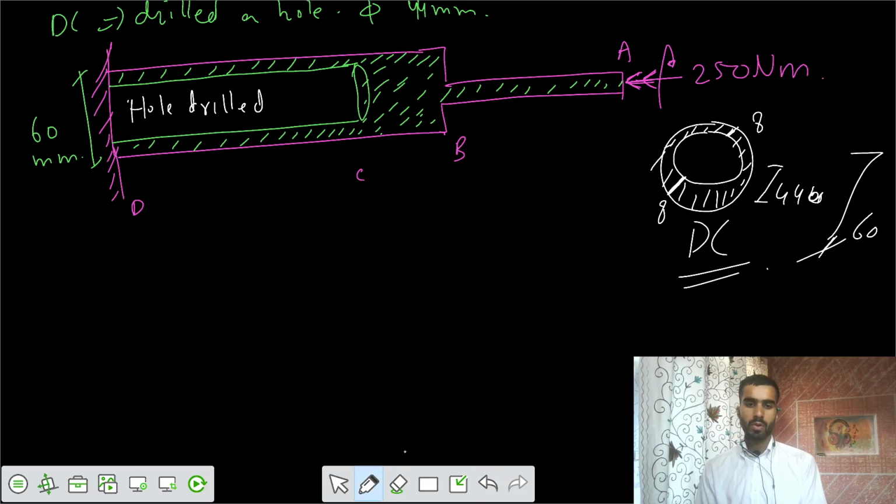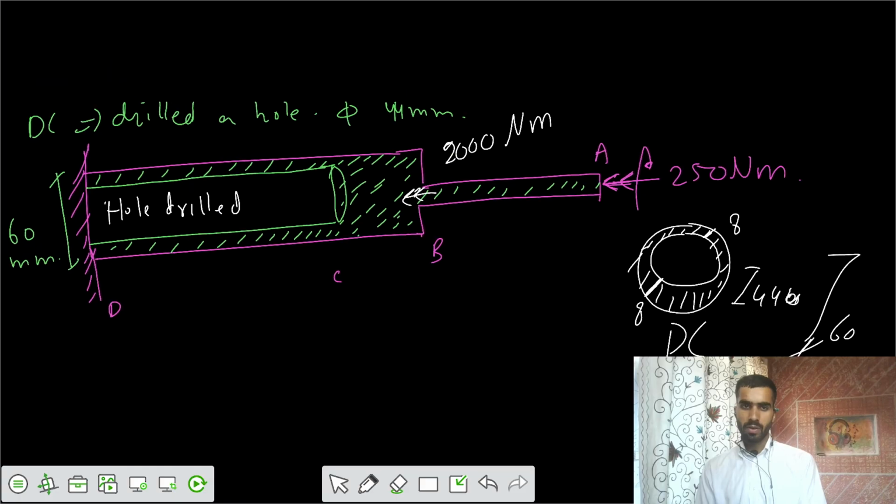Now the thing is that you are applying one more torque at the junction of B, that is equal to a torque of 2000 Newton meter. And the value of G for the steel is equal to 77 gigapascal.